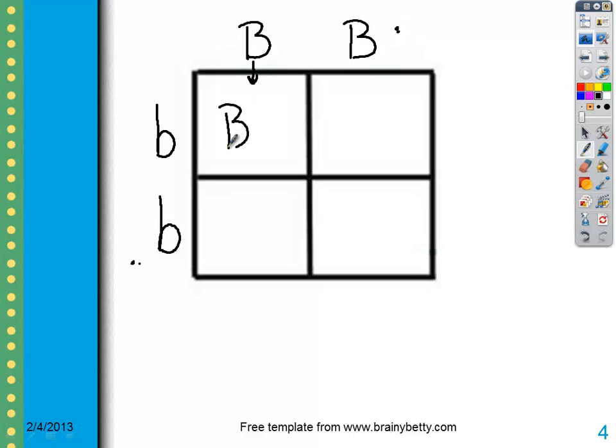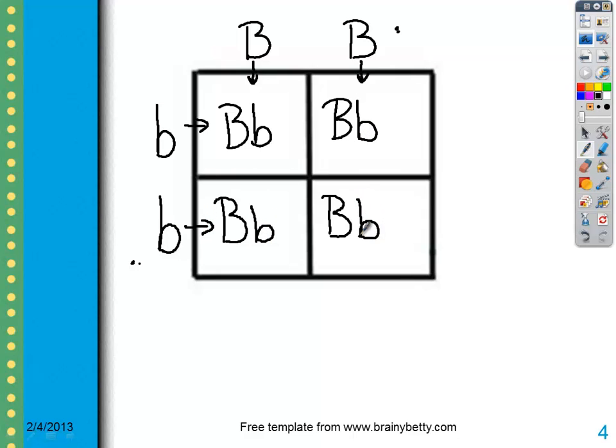So I need to pull my big B's down into all the squares, and I need to pull my little b's over. So in this combination, this genetic cross, all of my offspring would turn out exactly the same. They are all big B, little b. All big B, little b.